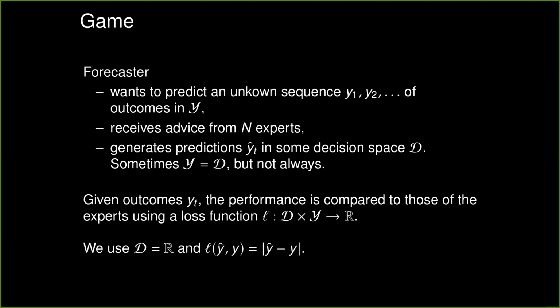Yes, so here is the game. There are 2 players, called forecaster and environment. The forecaster receives a set of predictions from experts. Then it needs to make a prediction, and then it receives a true label. This happens in each round, so it is iterated. We will assume that the predictions are real numbers, and the labels are also real numbers.